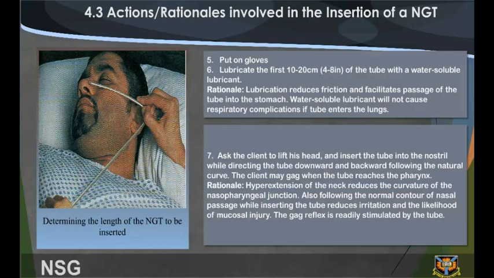7. Ask the client to lift his head and insert the tube into the nostril while directing the tube downward and backward, following the natural curve. The client may gag when the tube reaches the pharynx. Rationale: hyperextension of the neck reduces the curvature of the nasopharyngeal junction. Also following the normal contour of the nasal passage while inserting the tube reduces irritation and the likelihood of mucosal injury. The gag reflex is readily stimulated by the tube.